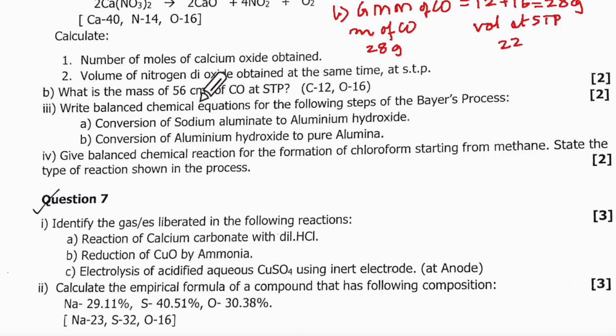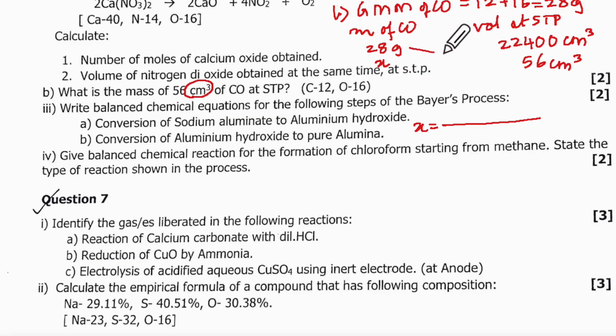But they have given centimeter cube here, so 22400 centimeter cube. Did you understand why I did not take 22.4 liters? Because this is given as centimeter cube. And they are asking what is the mass? So this is X and this will be 56 centimeter cube. What will X be equal to? Numbers across you multiply, means 56 into 28 upon 22400.